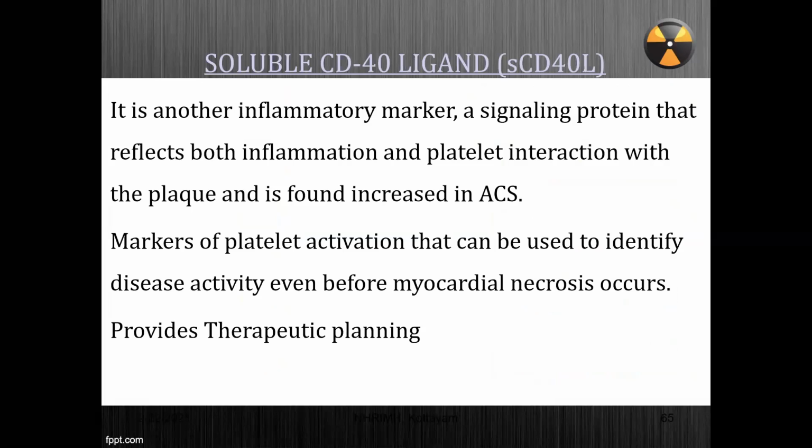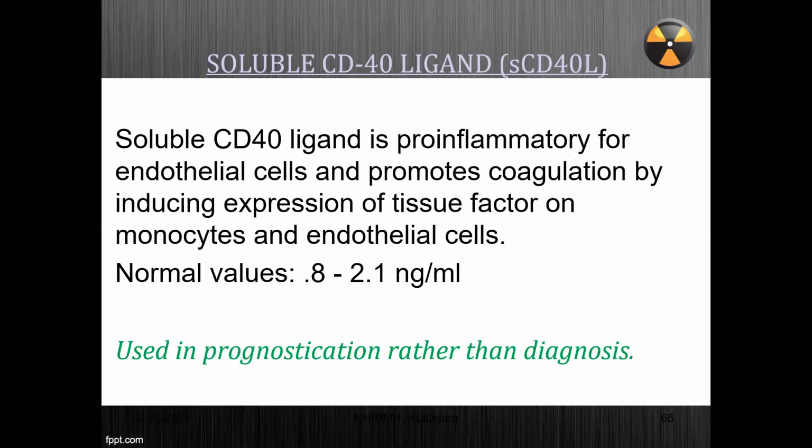Just remember this. This is a marker of platelet activation that can be used to identify disease activity even before myocardial necrosis occurs. So before there is myocardial necrosis, it suggests yes, he is going to have an MI. So it has predictive value. It provides therapeutic planning. It's a predictive biomarker. It is pro-inflammatory for endothelial cells and promotes coagulation. Since it promotes coagulation, it is a bad biomarker.